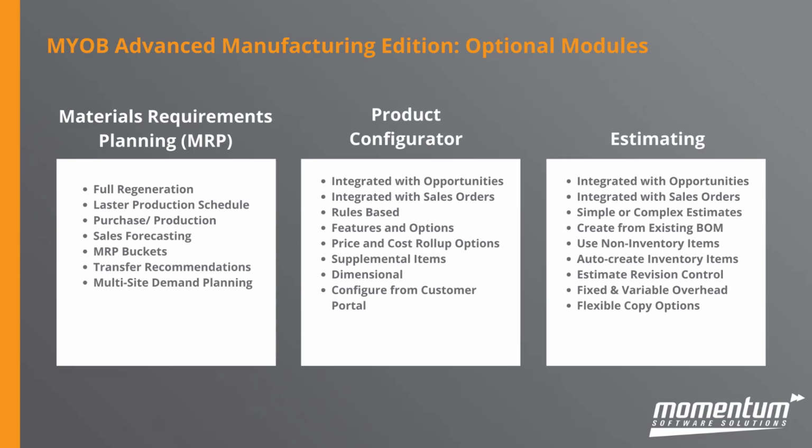MYOB Advanced also provides optional modules for our Manufacturing Edition. If your business requires material requirements planning, a product configurator that is both rules-based and includes a pricing roll-up, as well as an estimating module, we can provide that directly inside of MYOB Advanced Cloud ERP. Additionally, we offer advanced planning and scheduling, which would provide finite capacity planning and scheduling, as well as shop floor data collection and product manufacturing.